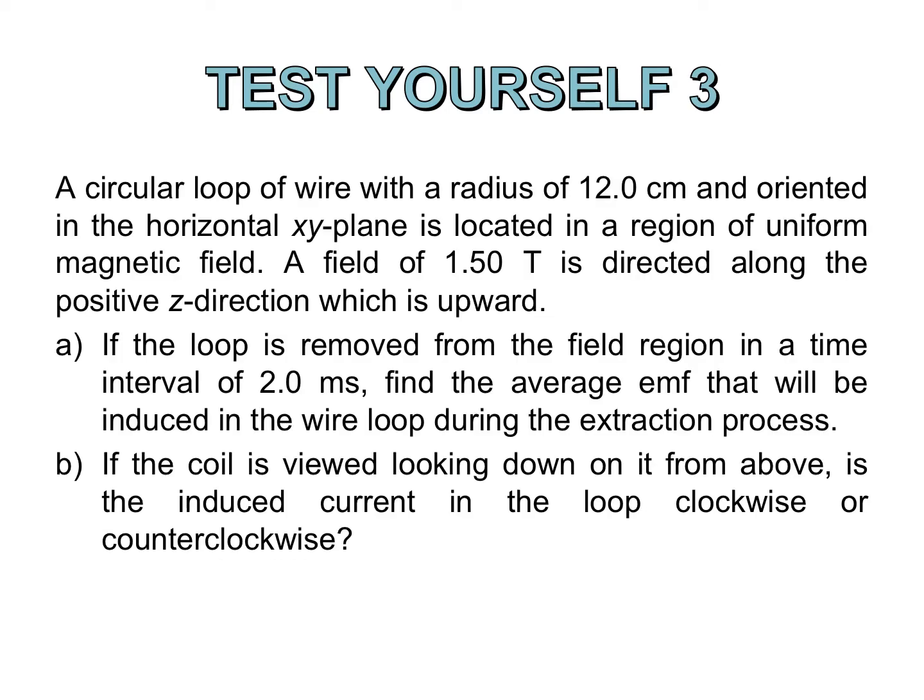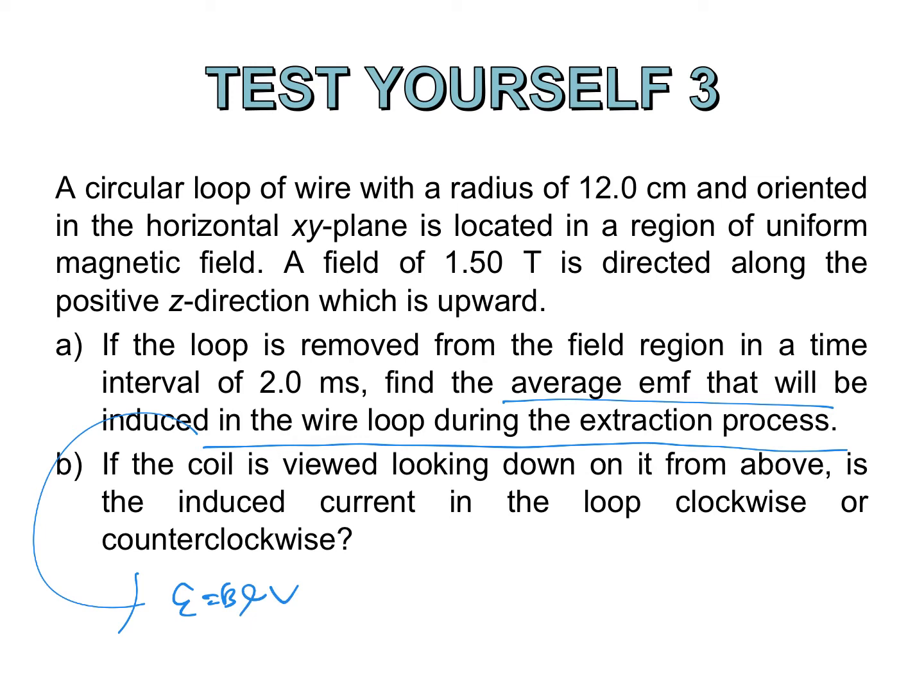This question is basically also about the magnetic flux. No, it's about the change of the magnetic flux, and the question asks you to find the average EMF that will be induced in the wire loop during the extraction process. So for these questions, definitely you are going to use the formula EMF equals BLv. And then, if the coil is viewed looking down on it from above, is the induced current in the loop clockwise or counterclockwise?